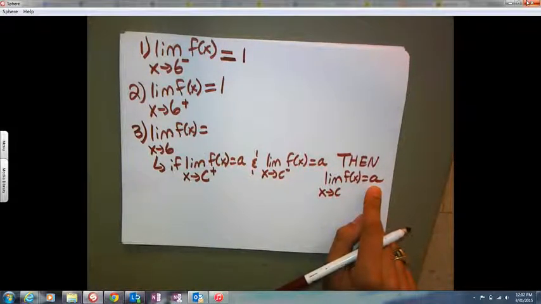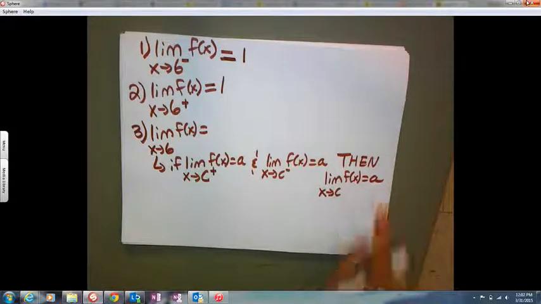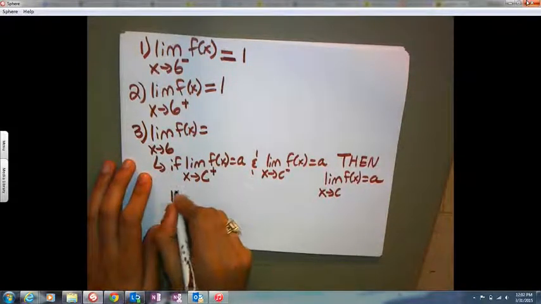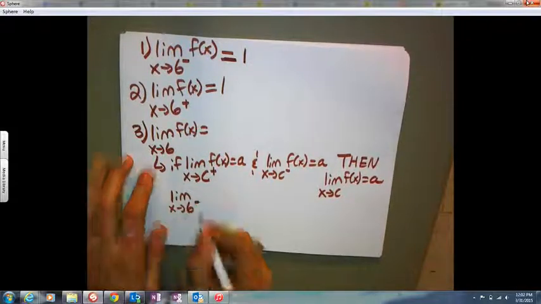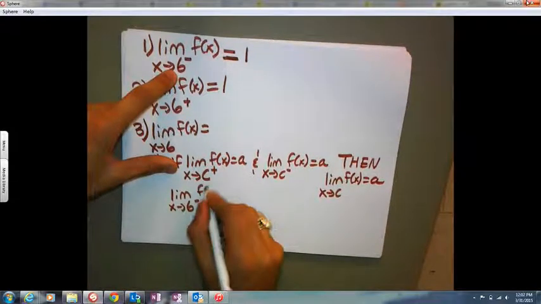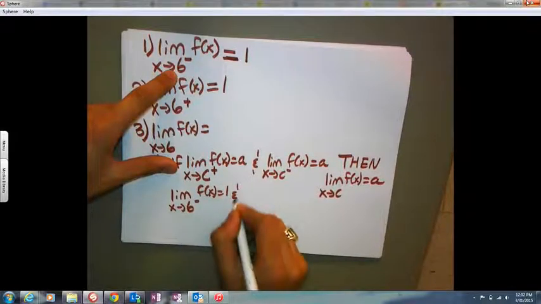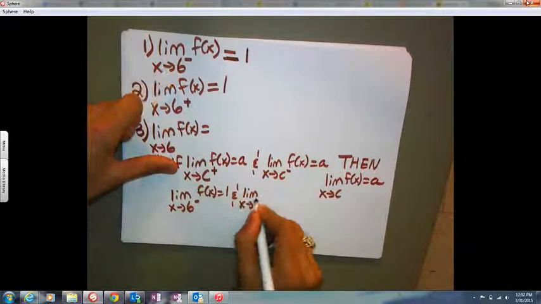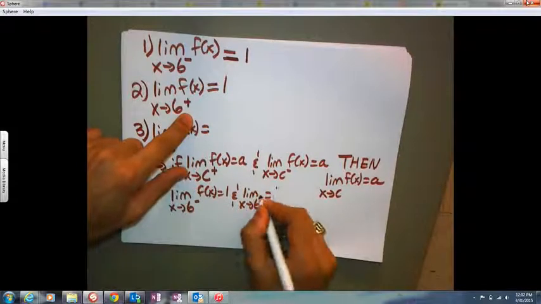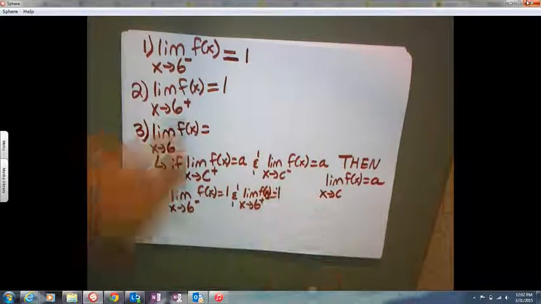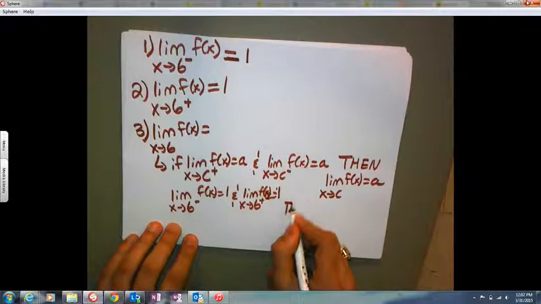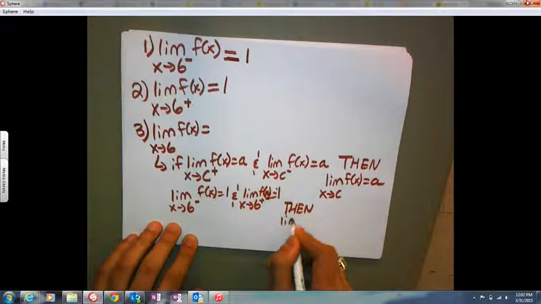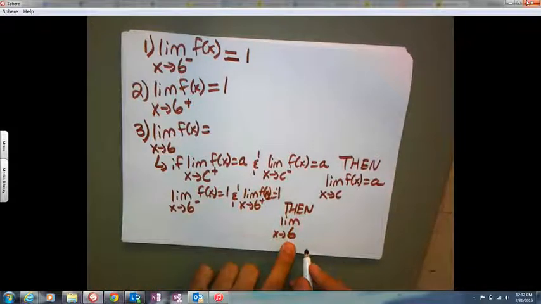Let me now say it specifically to this example. The limit as x goes to 6 from the left is 1, and the limit as x goes to 6 from the right is 1. Then the limit as x goes to 6 from both sides, if you don't have any plus or minus, that means both sides, is also equal. 1 and 1 equal each other. This also equals 1. Questions?